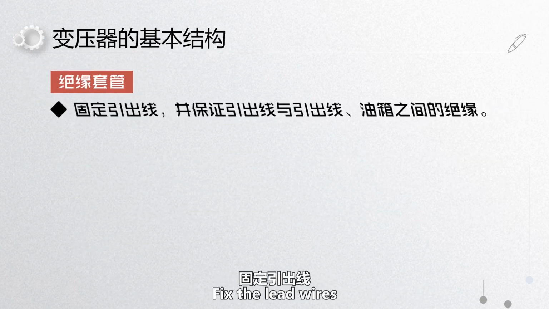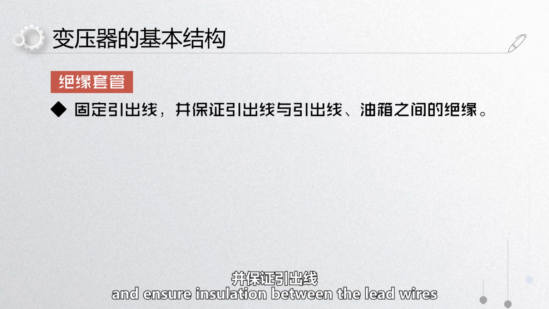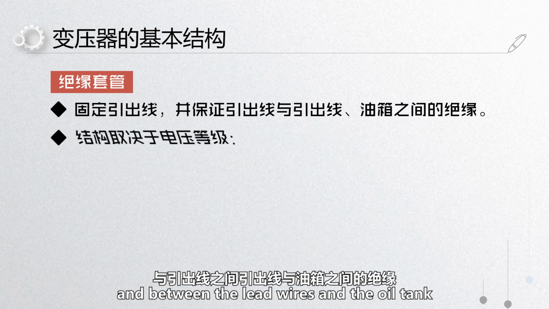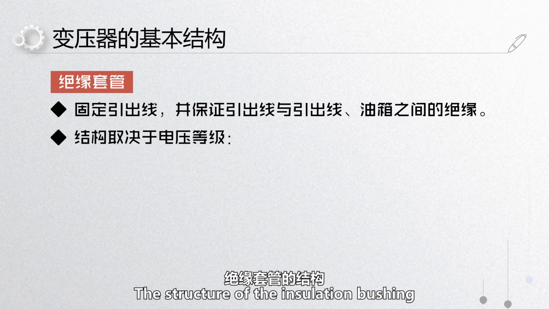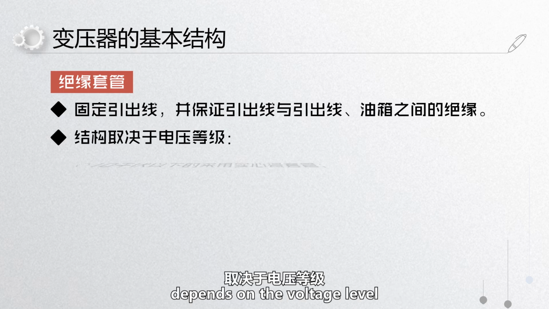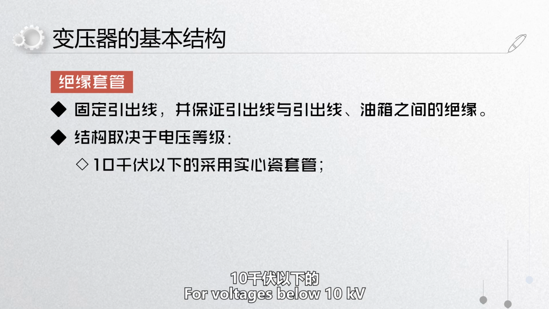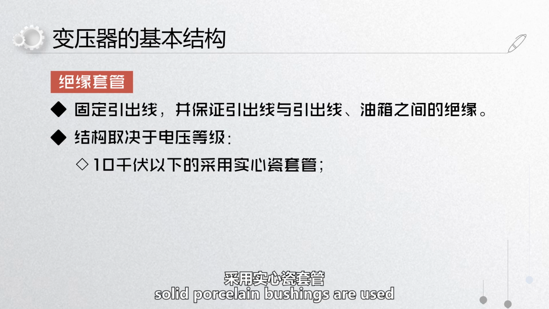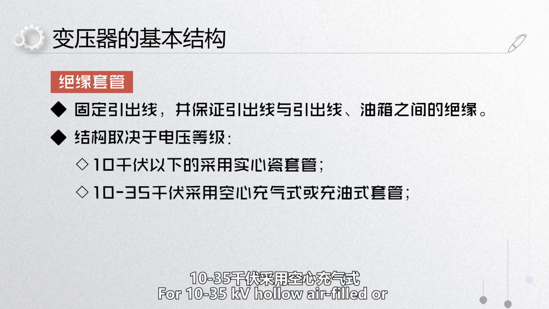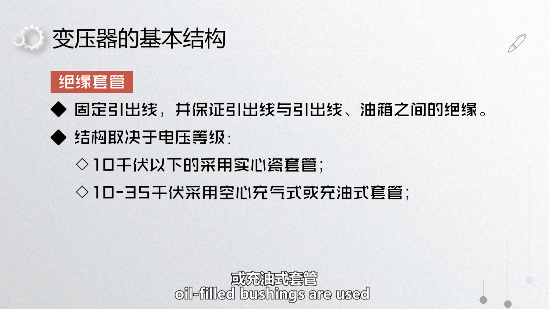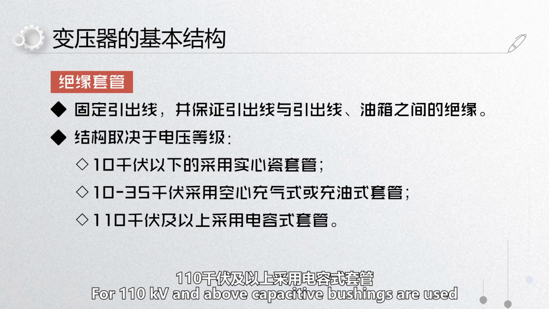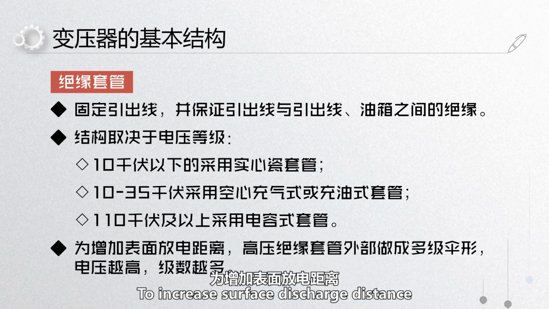Insulation bushing. Fix the lead wires and ensure insulation between the lead wires and between the lead wires and the oil tank. The structure of the insulation bushing depends on the voltage level. For voltage below 10 kilovolts, solid porcelain bushings are used. For 10 to 35 kilovolts, hollow air-filled or oil-filled bushings are used. For 110 kilovolts and above, capacitive bushings are used to increase surface discharge distance.